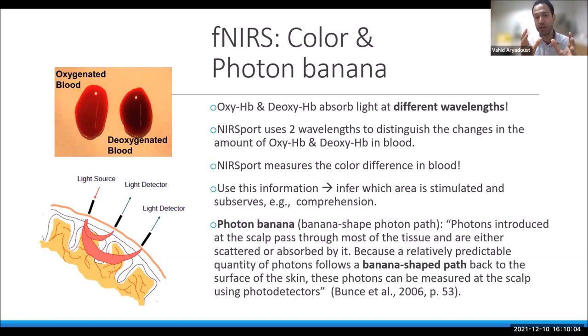So basically what this machine does, put simply and very crudely, is to measure color differences in blood in the part of the brain that is more active. So using this information, we can infer the area is stimulated.